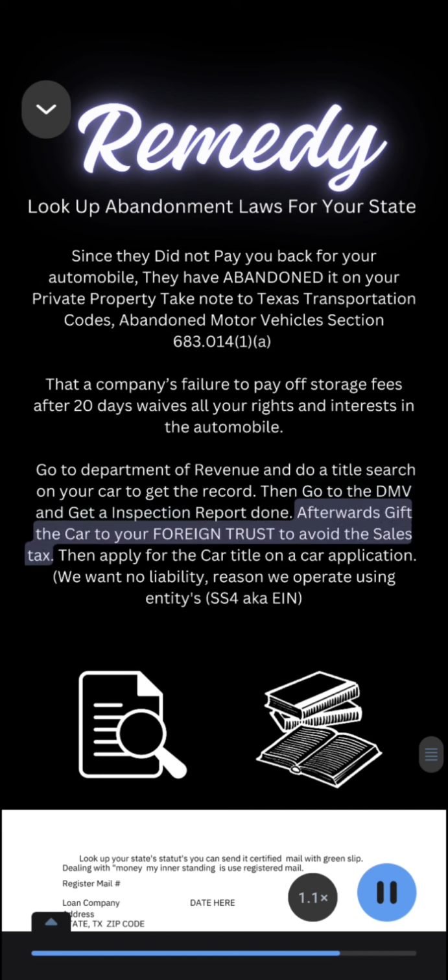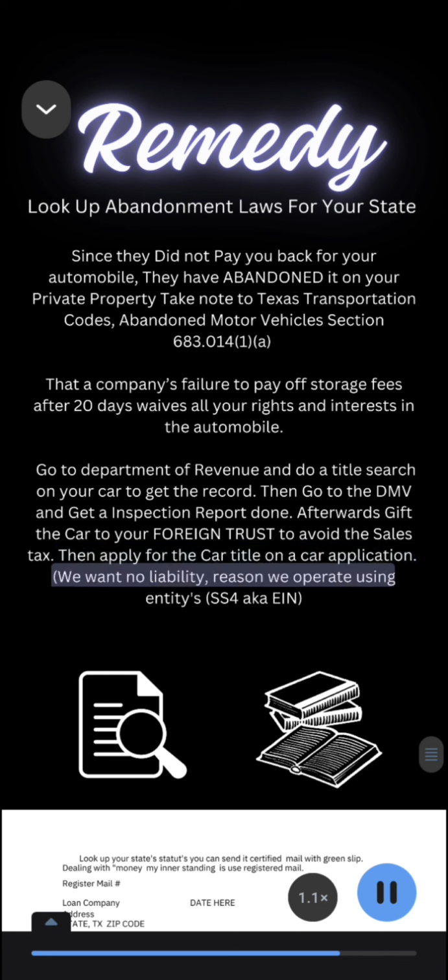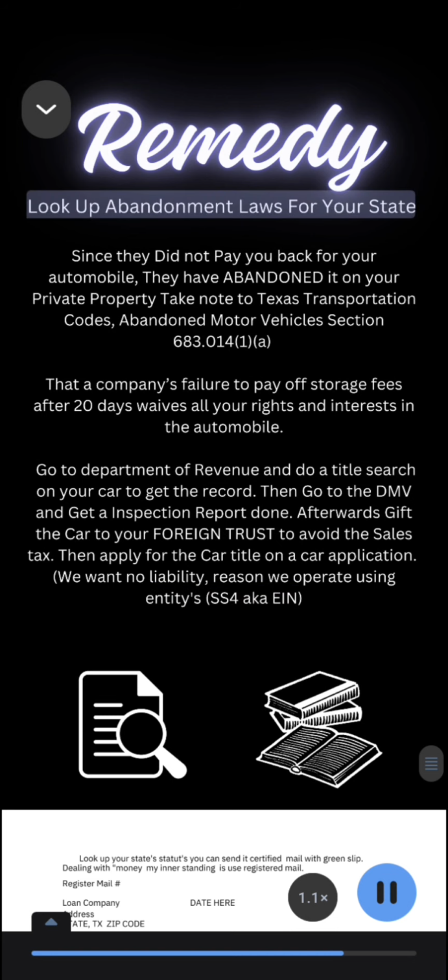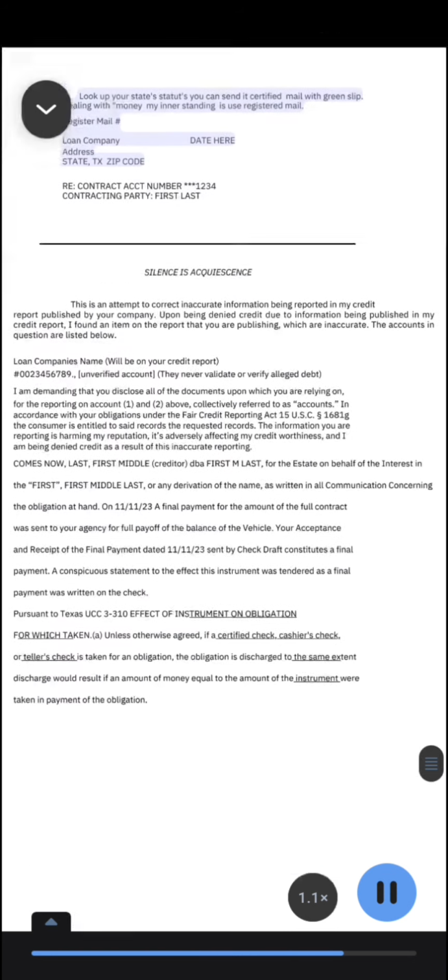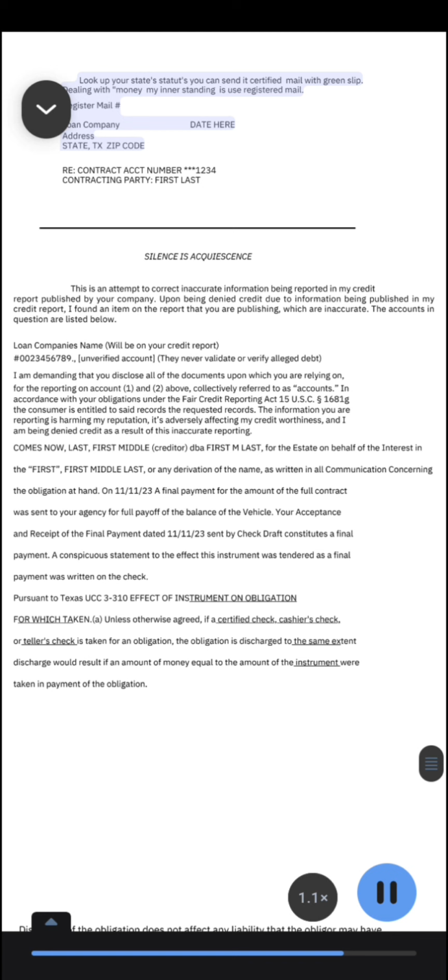Then go to the DMV and get an inspection report done. Afterwards, gift the car to your foreign trust to avoid the sales tax. Then apply for the car title on a car application. We want no liability. Reason: we operate using entities, SS4 aka EIN. Look up abandonment laws for your state. Look up your state's status.